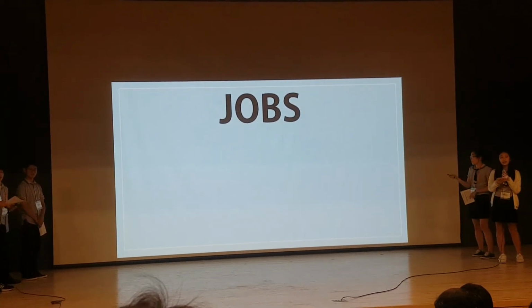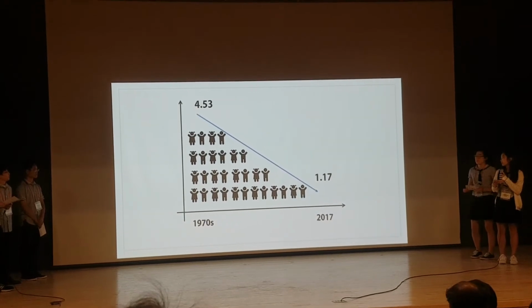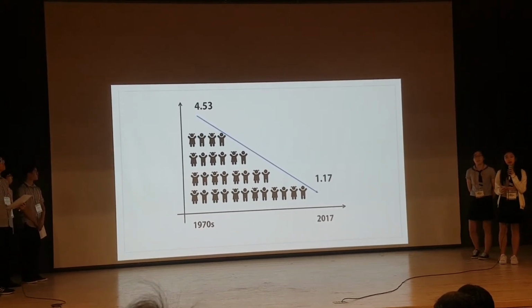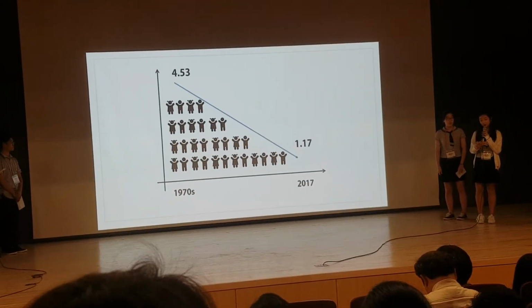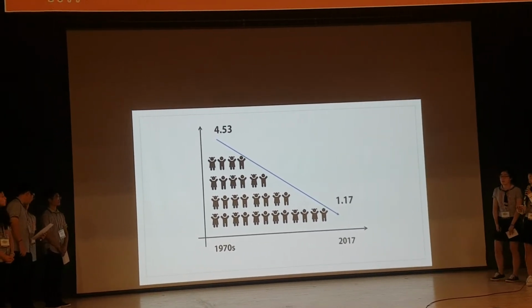The rate of birth in South Korea has been constantly decreasing. The birth rate in 2017 is 7.3% lower than the birth rate in 2016. Each household has an average of 1.17 children, which is a great decrease from the 4.53 average of 1970.